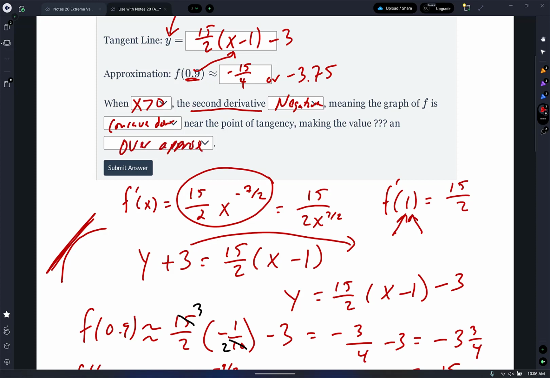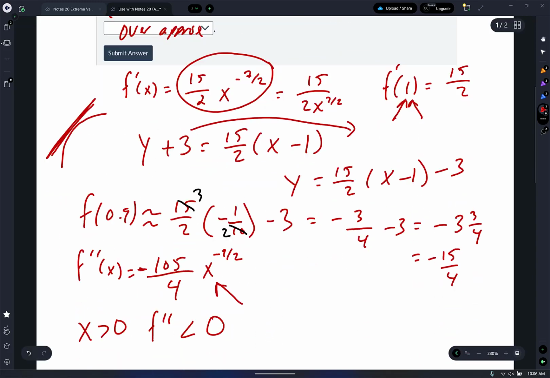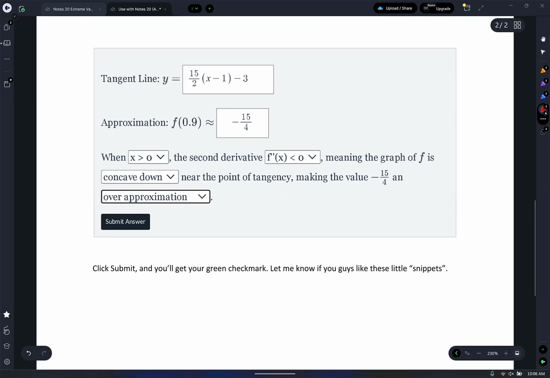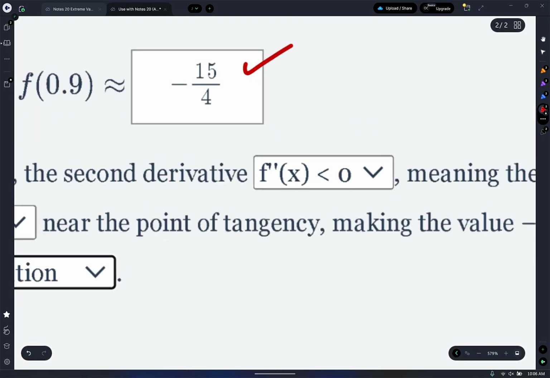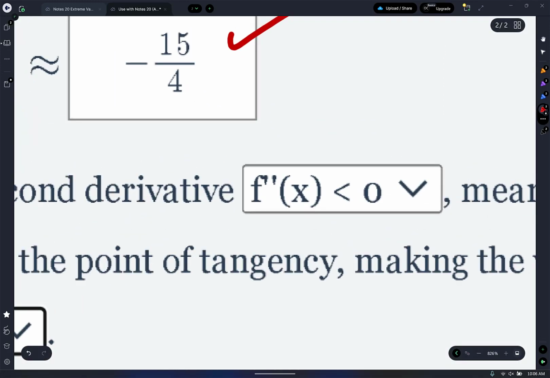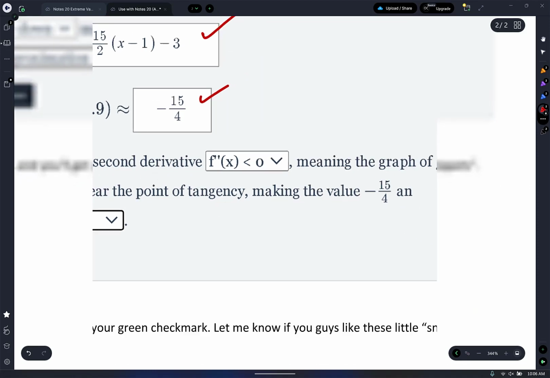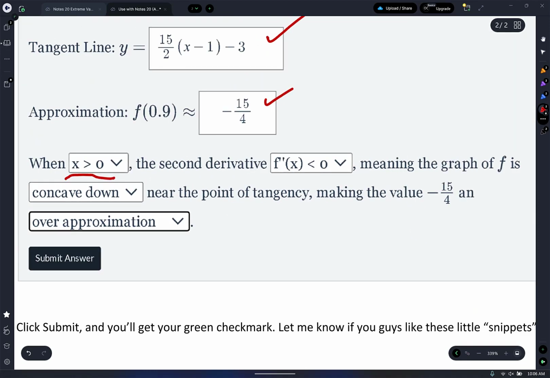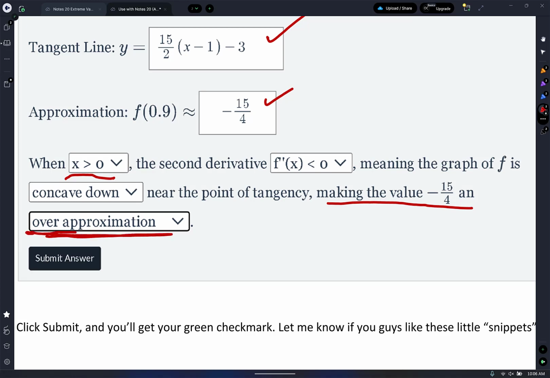And then it's going to give you the green check mark. So here's what I typed. And we did get the green check mark. I typed that, and see for x greater than 0, f prime. You can't really see it, but if you zoom in carefully, it does have 2 primes in there. Do you guys see those 2 primes? It's less than 0, meaning the graph of f is concave down near the point of tangency, making the value an over approximate. Now don't be a robot, because you can't be a robot and get all these correct.